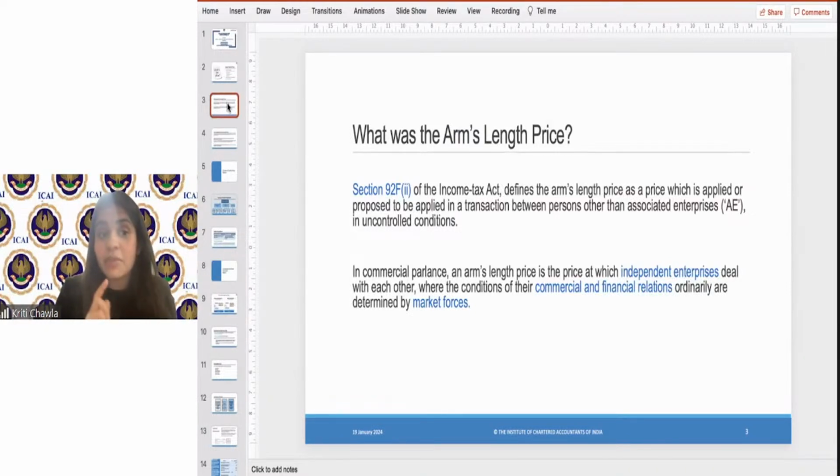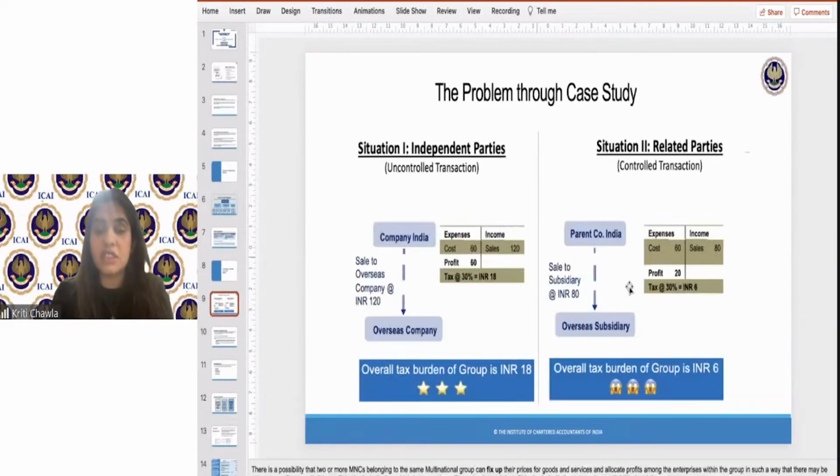But at the same time, it is very important to make sure that if you're replicating the price that independent enterprises are transacting at, then every condition relating to that particular transaction is the same. This was the chart that we were discussing in the last lecture. If you say in this situation that 80 is not the arm's length price and it should have been 120, then even related parties should not have transacted at 80. They should also have transacted at 120, because independent parties are doing that.